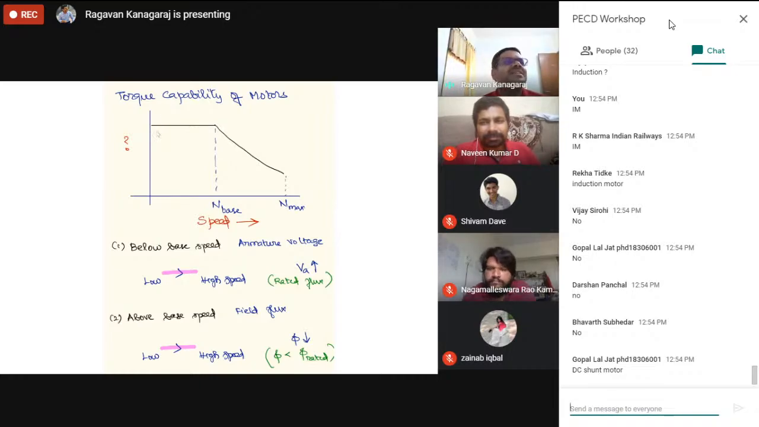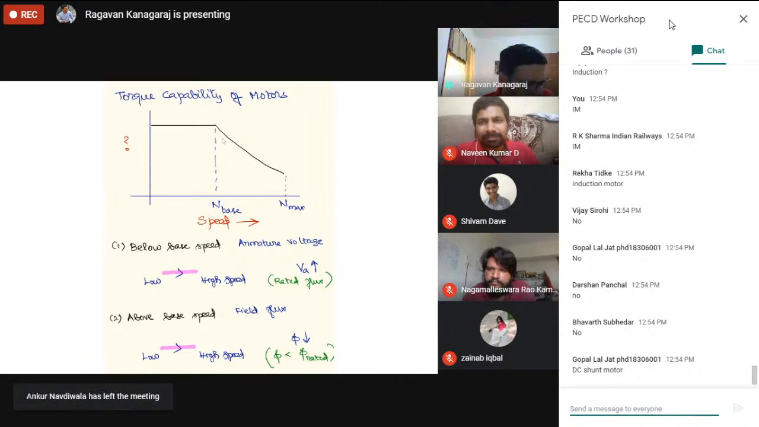If we say it's a torque speed characteristic of the motor, why is the motor not delivering 20 Newton meter all the time? So it is not the torque speed characteristic. Please remember that it is the motor capability. That's why I've written the torque capability of the motor. But after a speed of 1000 RPM, the motor cannot produce 20 Newton meter.